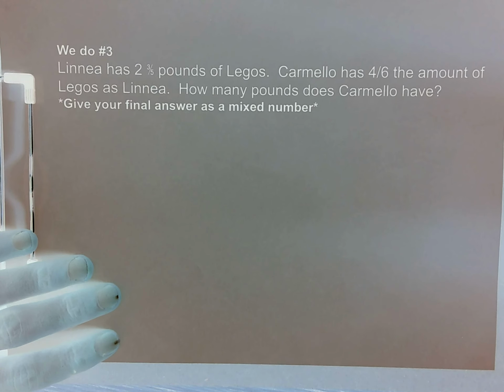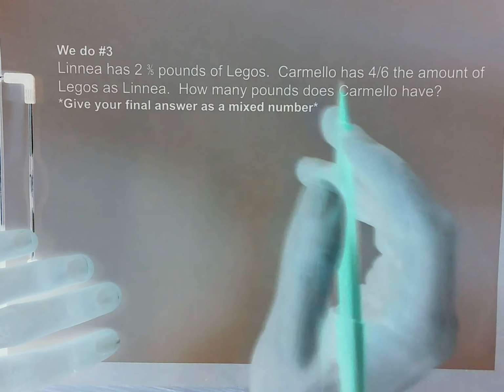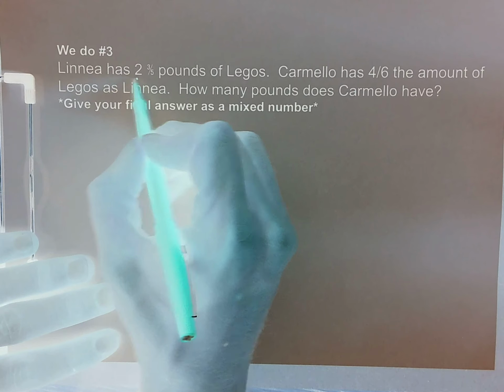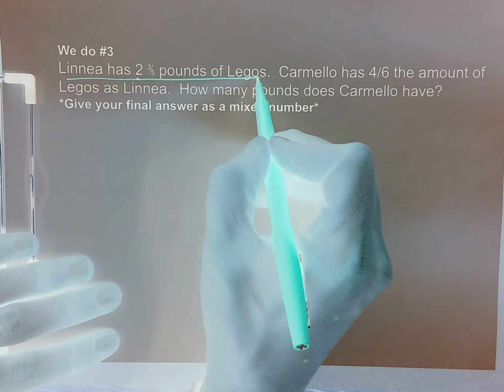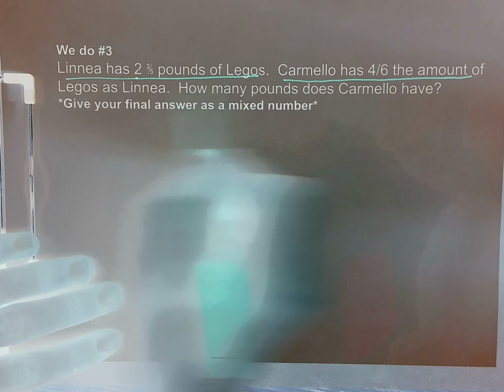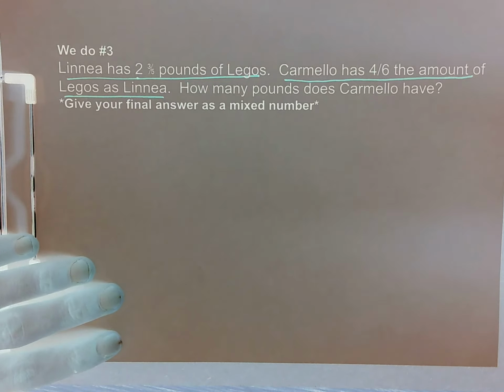The first thing I want you to do on your own is decode what this word problem is asking us. Right? We know Linnea has 2 3/5 pounds of Legos. Carmelo has 4/6 the amount as Linnea.